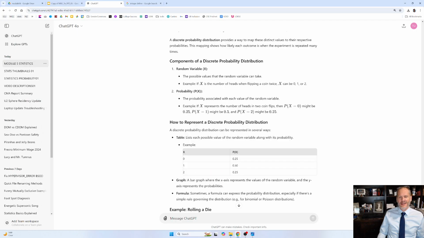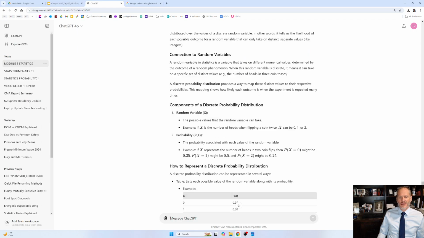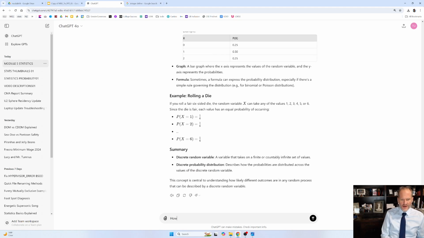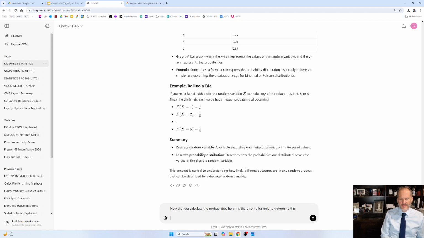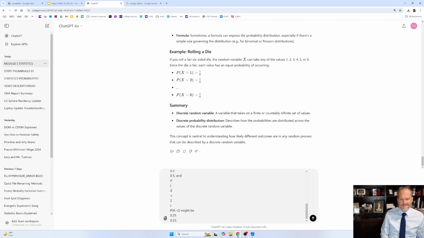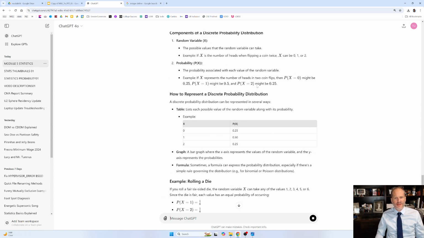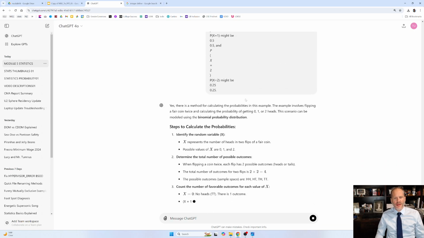I had this question, and my question was right here: how did you calculate the probabilities here? Is there some formula to determine this? And that right there, even though it comes out as a mess, is everything I just copied. If it doesn't get that, I could take a picture of it and put the picture up. But I think I figured it out.